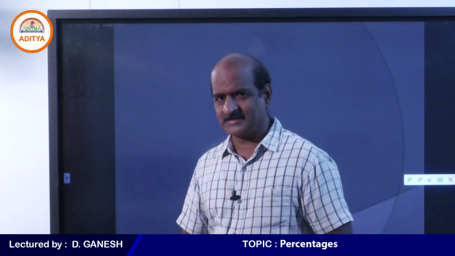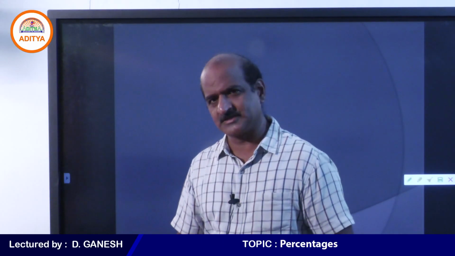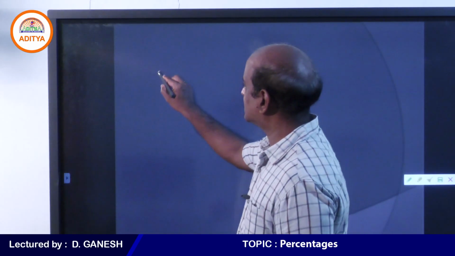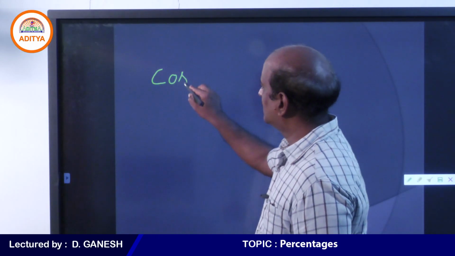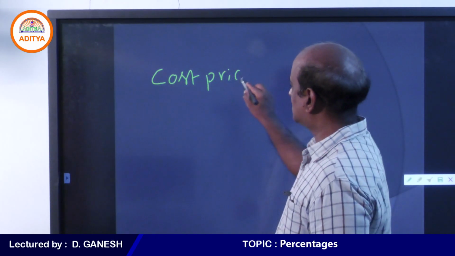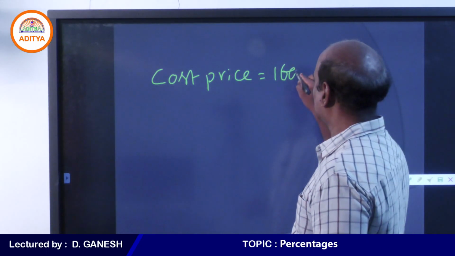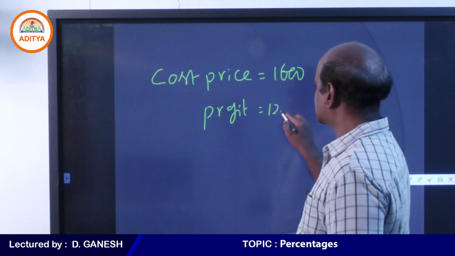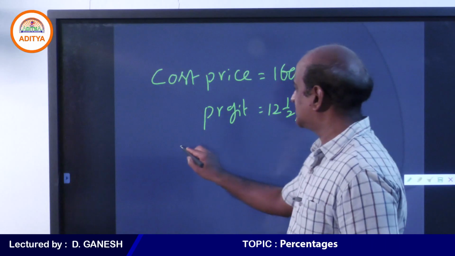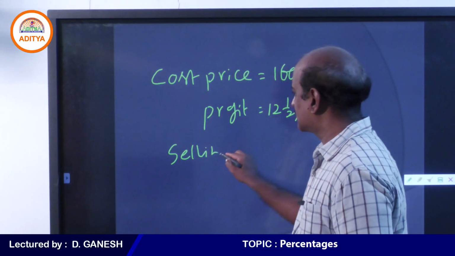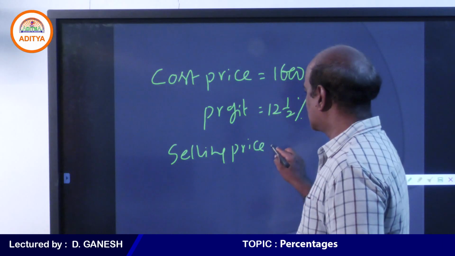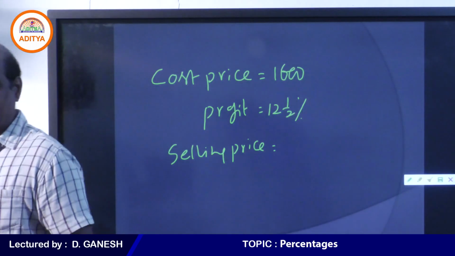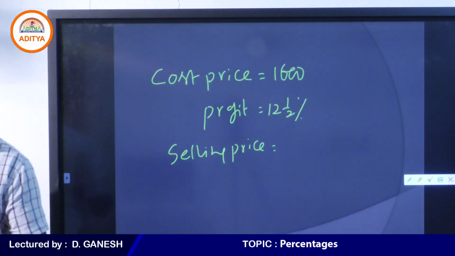Shall I tell you something about this? Shall I tell you the important applications of percentages? Ready? Now please look at this. Students, if I say that an article is bought for, let me suppose, the cost price of an article is 1600 rupees, and if a profit of 12.5% is expected, may I know, my dear students, what should be the selling price? What should be the selling price of the article?